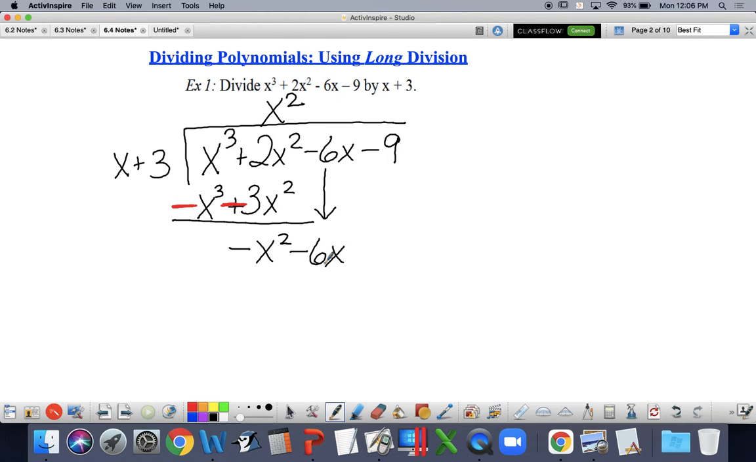All right, the next thing I'm going to put up here is, okay, I want to get exactly a negative x squared. So what do I need to multiply x plus 3 by to start out with a negative x squared? Negative x. Usually the signs are the things that trip students up the most. So I multiply my negative x times x, negative x squared, negative x times 3, minus 3x.